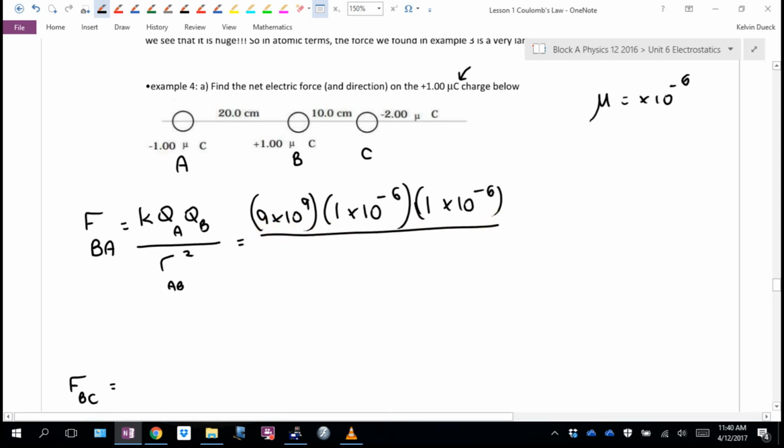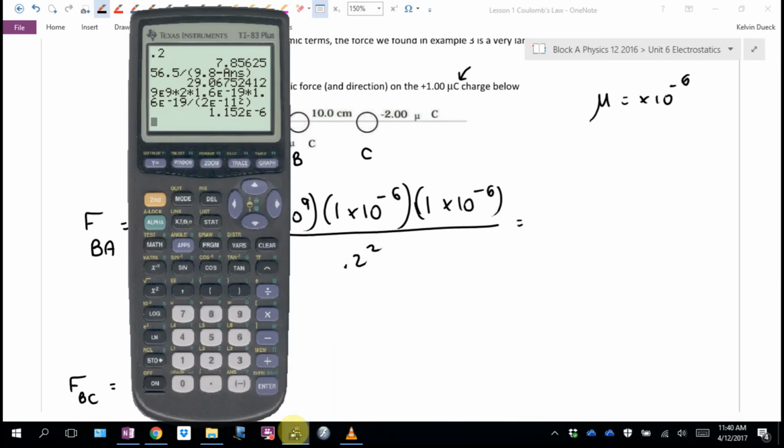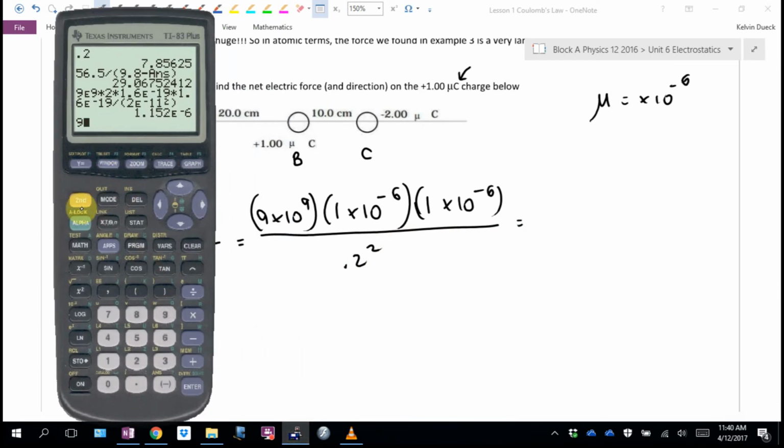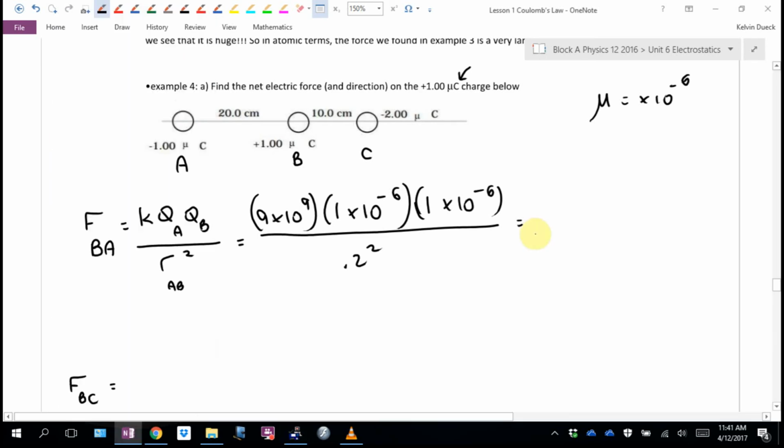Divided by, how far apart are charge A and charge B in meters, please? 0.2 squared. 9 times 10 to the 9, times 1 times 10 to the negative 6, times 1 times 10 to the negative 6, divided by 0.2 squared. You get 0.225? 0.225 newtons.